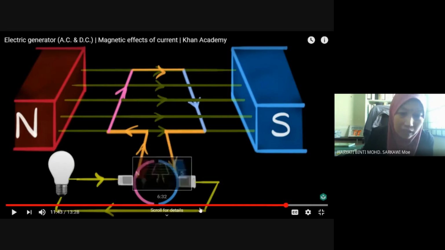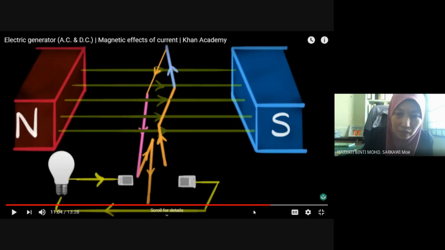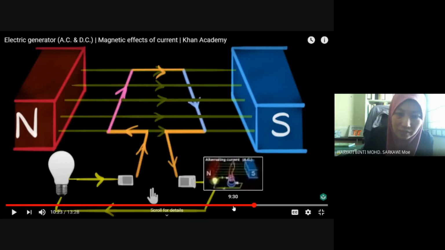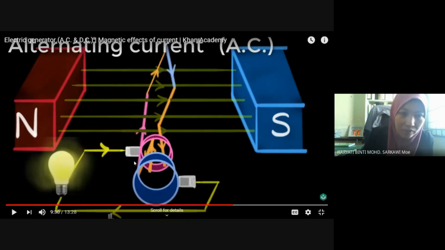But for the alternating current just now, outside here, it will be clockwise, then anti-clockwise, clockwise, anti-clockwise, alternately. Okay, open to questions. Any question?